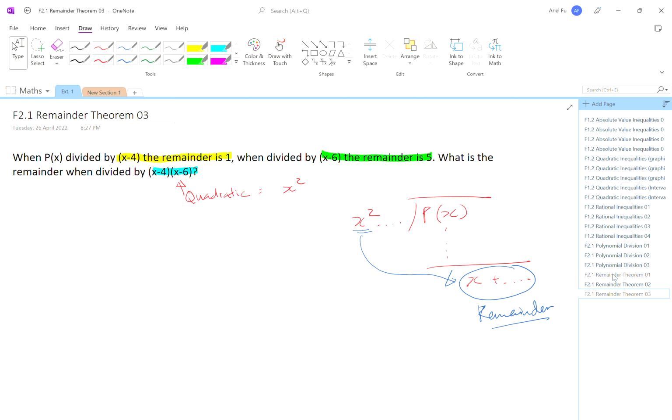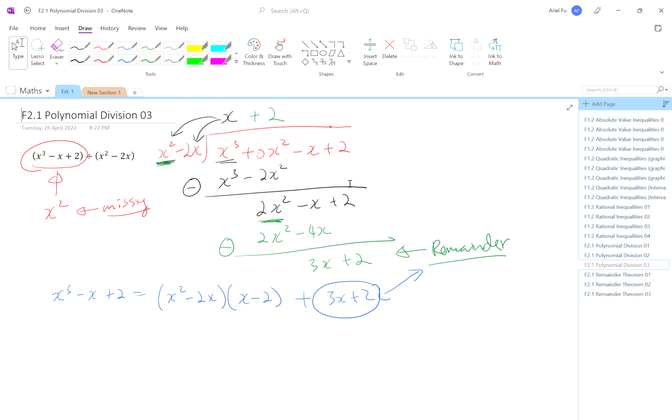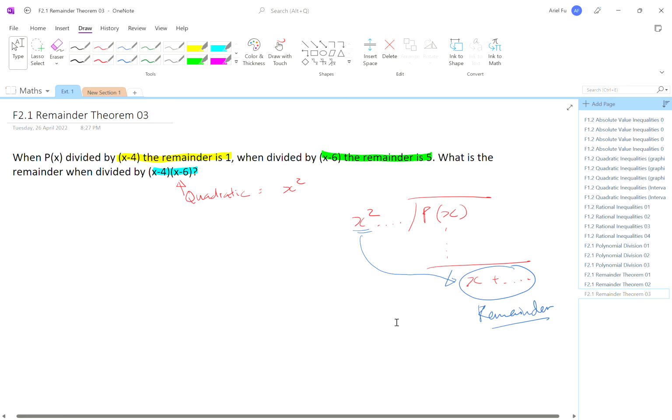Okay, we actually came across one of these earlier in polynomial division. If you go back to one of the previous videos, when we did this polynomial division, we ended up with a remainder of 3x plus 2. As you can see over here, this is not a number. The remainder is actually a linear function. Why is it 3x plus 2? It is because we divided by x to the power of 2, and the expression cannot be divided any further.